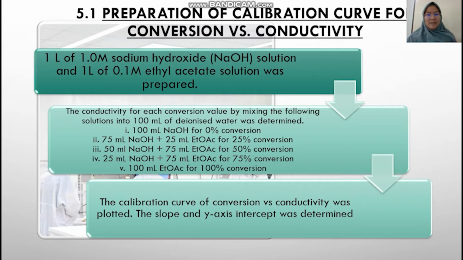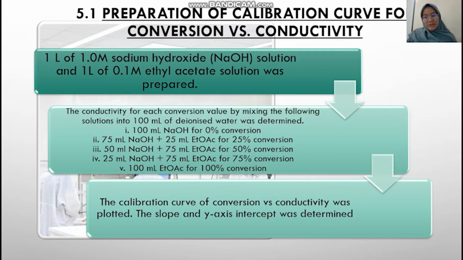next 75 milliliters sodium hydroxide plus 25 milliliters ethyl acetate solution for 25% conversion, 50 milliliters sodium hydroxide plus 50 milliliters ethyl acetate solution for 50% conversion, and 25 milliliters sodium hydroxide plus 75 milliliters ethyl acetate solution for 75% conversion, and lastly 100 milliliters ethyl acetate solution for 100% conversion.